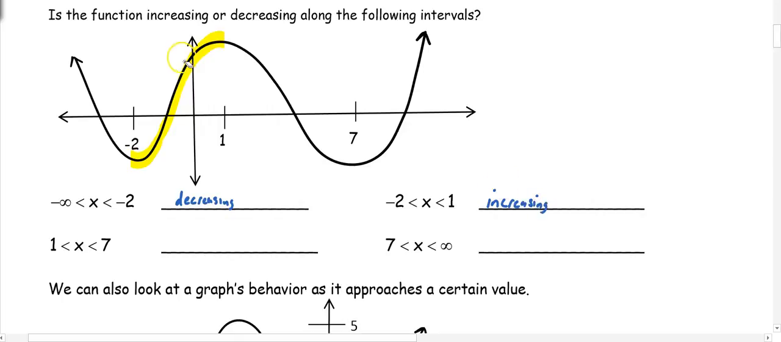So each time that you get to a peak or valley, you should be switching from increasing to decreasing, or from decreasing to increasing. Now when we go from 1 to 7 following the graph, again, this would be decreasing. And last, when we go from 7 to infinity, so 7 to the right arrow, we went up again, so again, this is increasing.